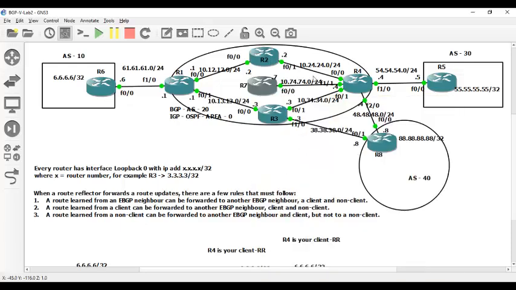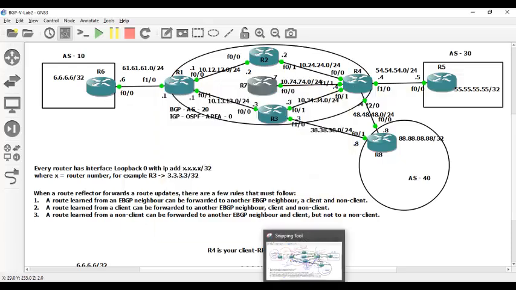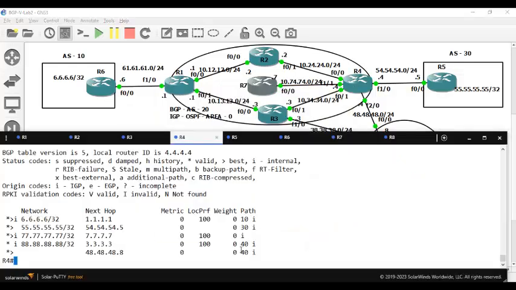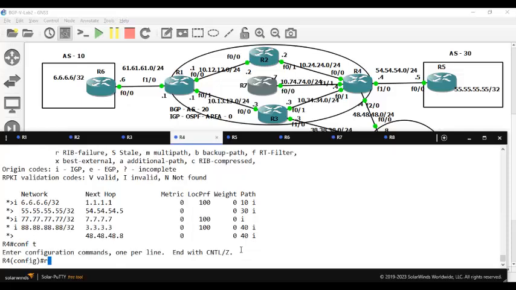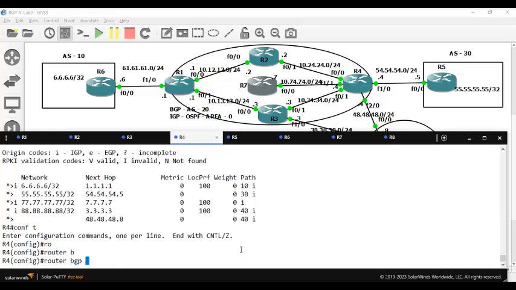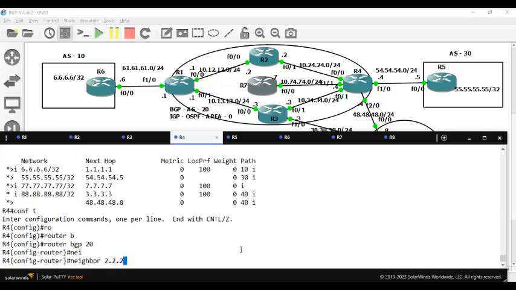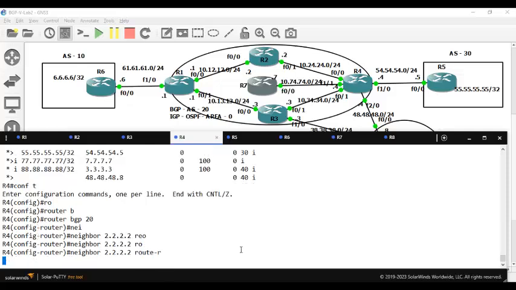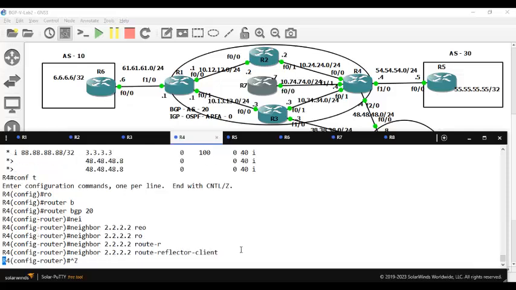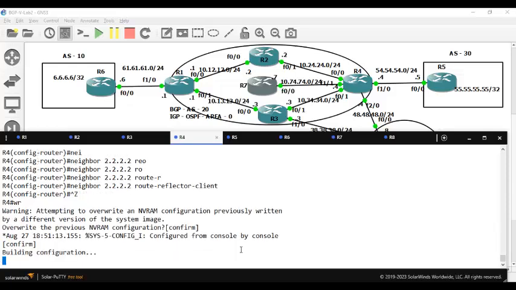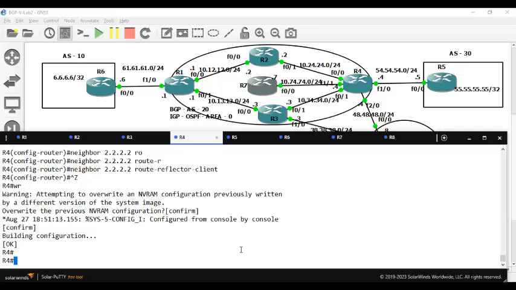I'll go to router 4 and say router BGP 20, neighbor 2.2.2.2 route reflector client. Now BGP will reset. Now you see router 7 is a non-client, router 2 is a client, router 7 is a non-client.